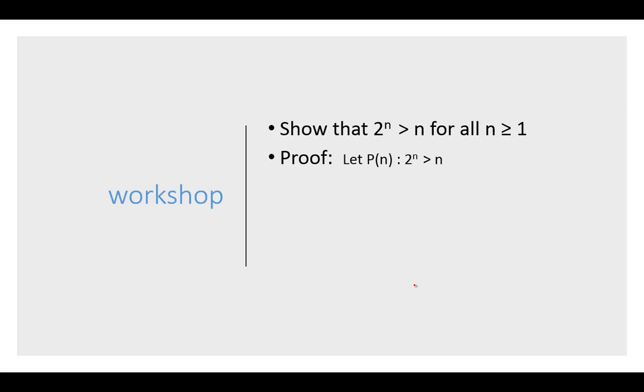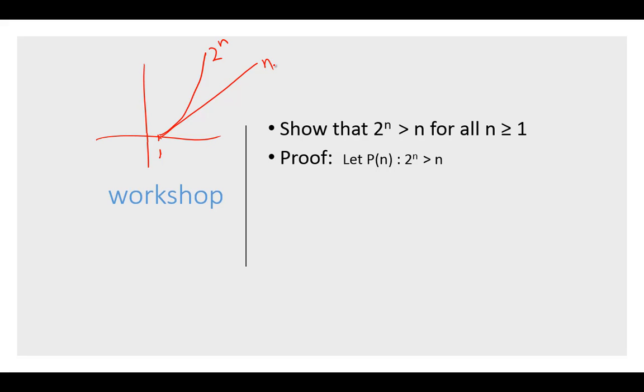So let's take a look at a proof. We want to show that 2 to the n is greater than n for all n greater than or equal to 1. We have an intuition that this must be true, because if you draw the graph, 2 to the n is an exponential function, and we are only doing it for n greater than or equal to 1, so it'll be something like this. That would be 2 to the n. And the function n is a linear function, and you can see that 2 to the n is always greater than n. But we must prove this.